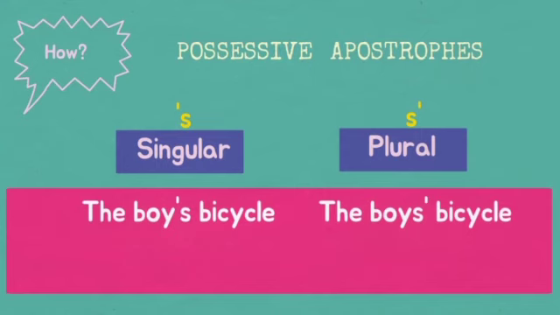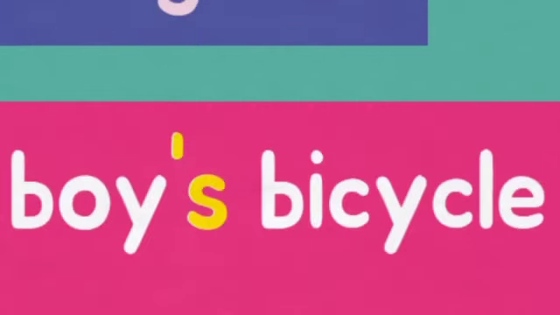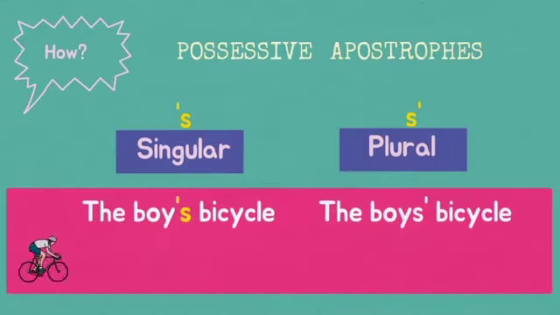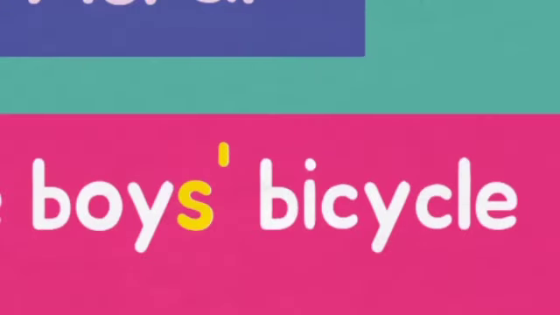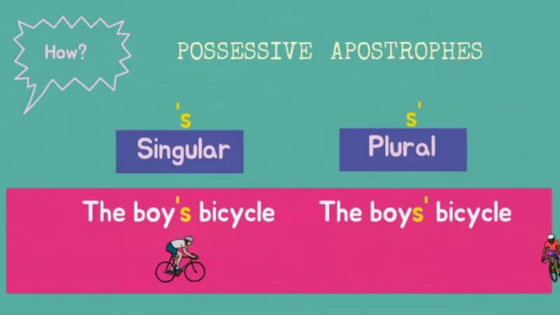Yes, you are right. If the apostrophe comes before the letter S, it means that we are talking about one boy's bicycle. If the apostrophe comes after the last S, it means that we are talking about the bicycle belonging to multiple boys.